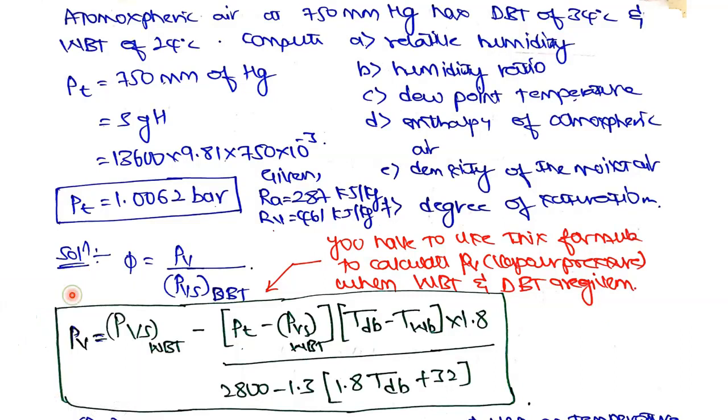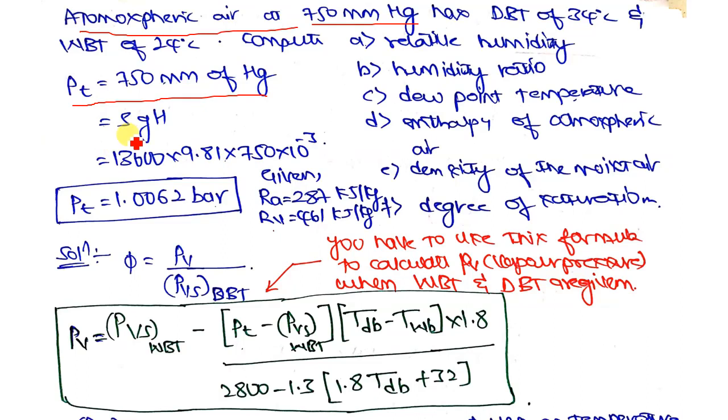Everyone, we'll try to discuss one more problem on the psychrometric properties. In this particular problem, he is stating that atmospheric air is at 750 mm of Hg. So the pressure of the atmospheric air has been given in a different unit here. How to convert this? The total pressure, which is atmospheric air, is given as 750 mm of Hg.